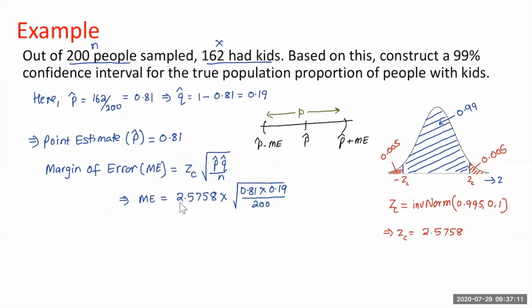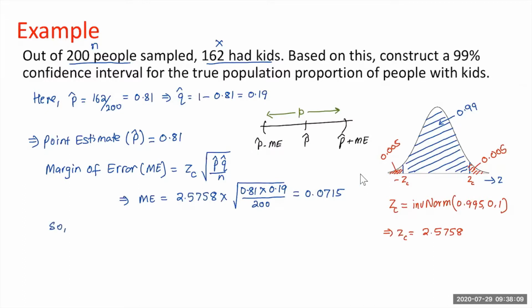Now let's simplify this using the calculator. It is 2.5758 multiplied by, under the square root, we type all that. And your calculator should give you 0.0715. That is our margin of error. So we have the point estimate and we have the margin of error, so we can add and subtract. Let's first find the left end and then the right end.